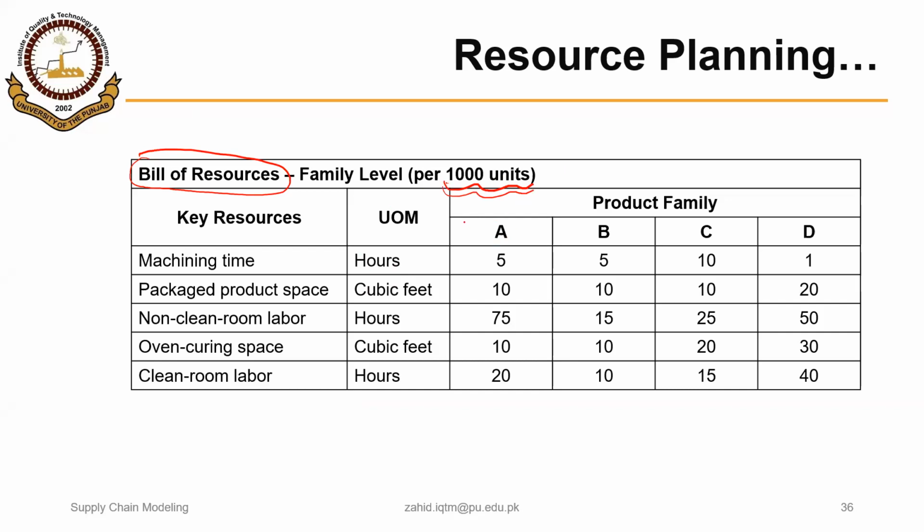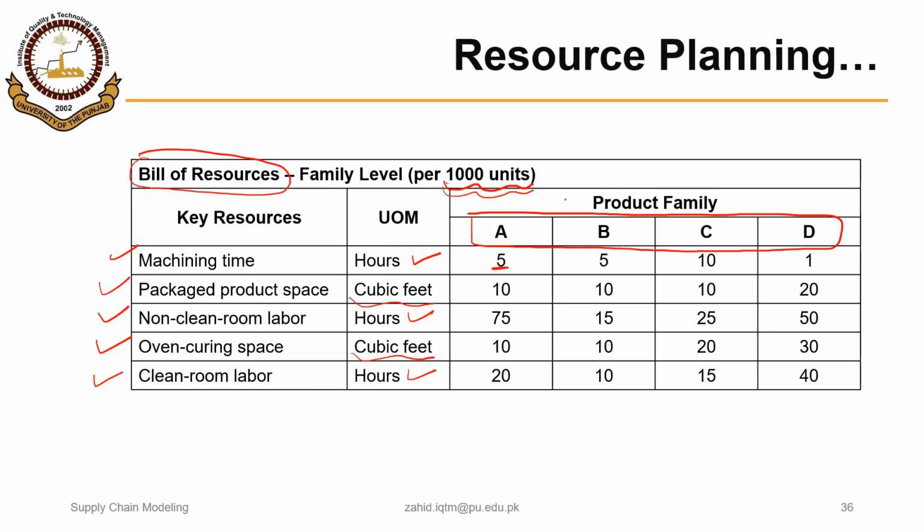So for example, in the planning horizon that we are talking about, we have to produce 4 product families, and we need machining time, we need some space for packaged product, we need 2 types of labor, non-clean and clean room labor, and we need some oven curing space. So these 5 resources are required. And you could see that for labor and machine, the unit of measure are hours, and for space, it is cubic feet. And for other resource, it could be a different unit of measure. So to produce 1,000 A products, we need 5 hours of machining.